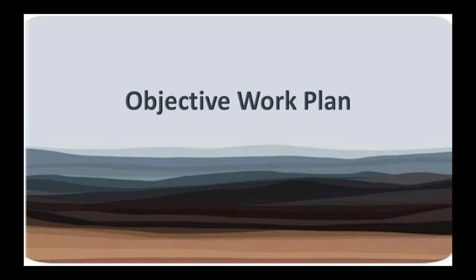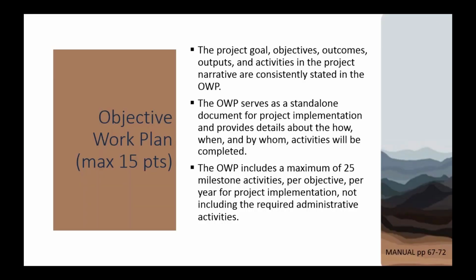The OWP is often referred to as the blueprint for your project or as a standalone document. The OWP will mirror your implementation plan by outlining what needs to be done, by whom, and by when. All right. So the OWP is worth a maximum of 15 points, and it starts on page 67 in the training manual, if you're following along.